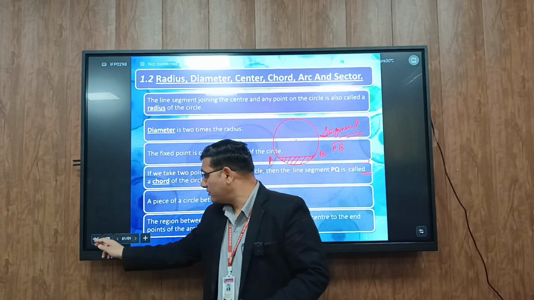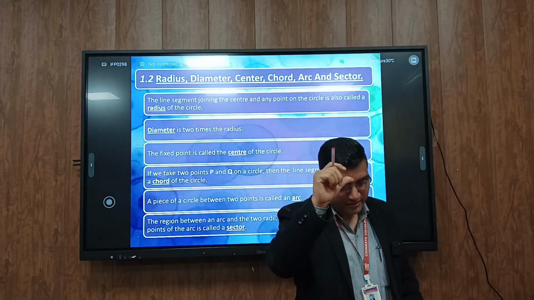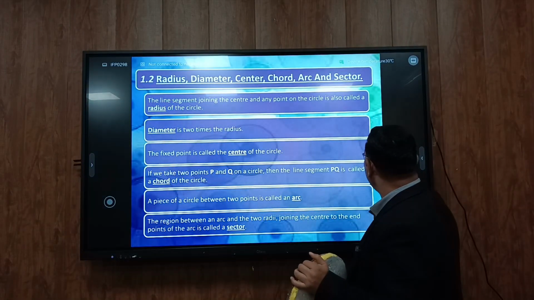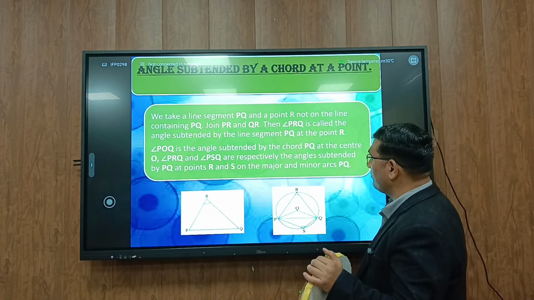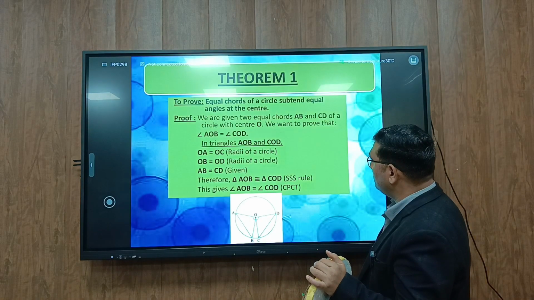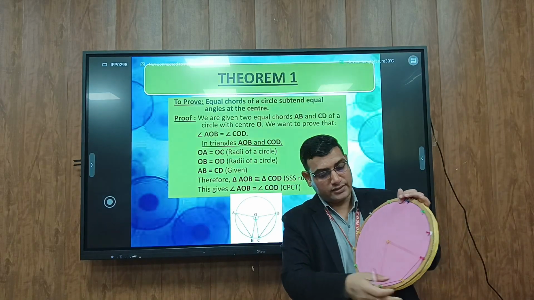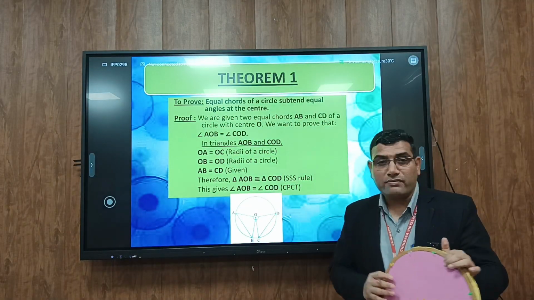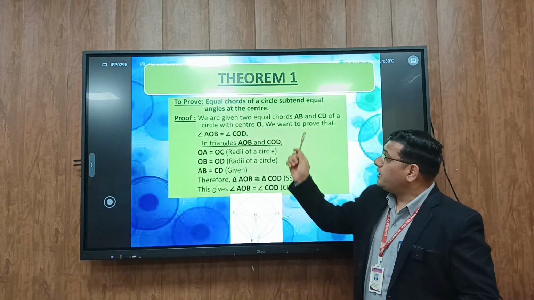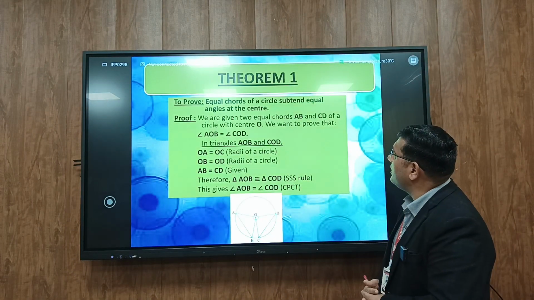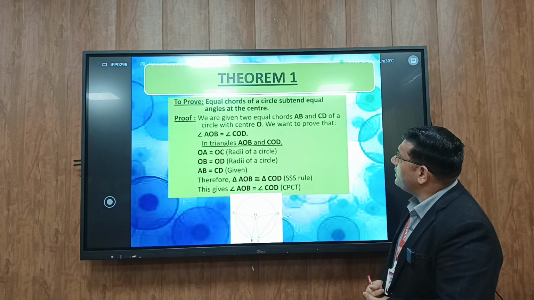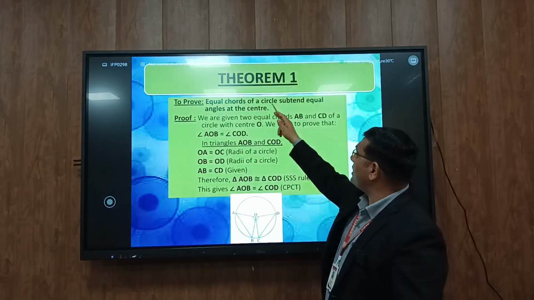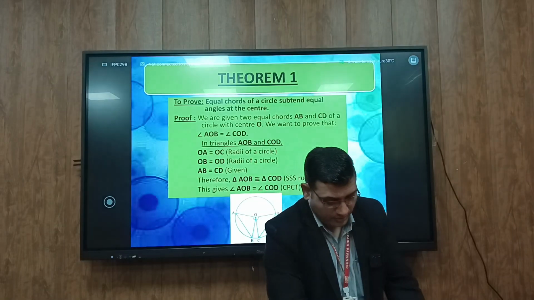Now next, today we will discuss only one theorem which is very important. We will discuss theorem 1. The theorem is: equal chords of a circle subtend equal angles at the center. Equal chords of a circle subtend equal angles at the center.